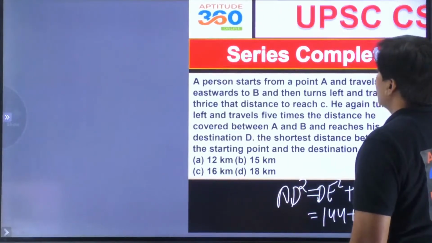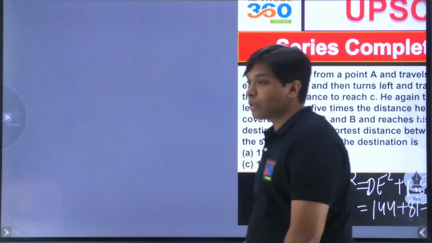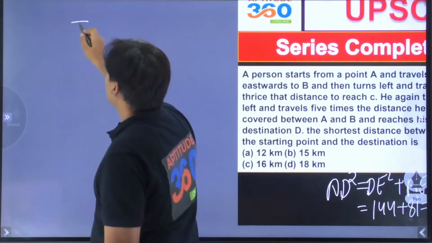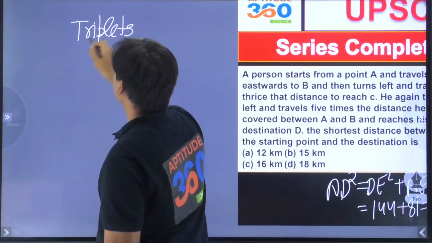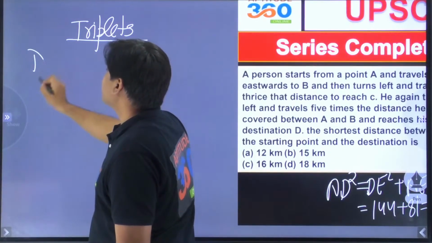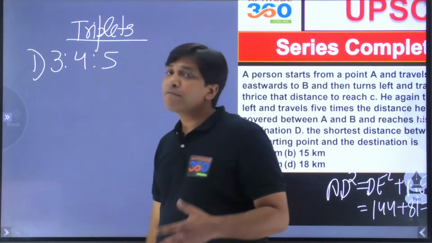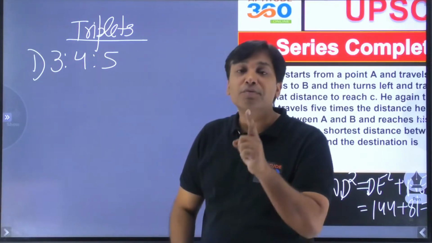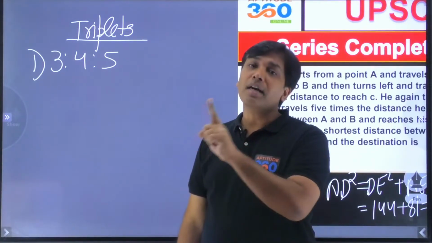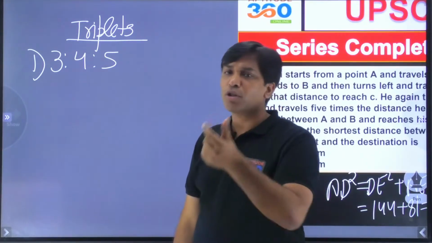If you do not want to solve this, what is one better method? Understand this. This is known as Pythagorean triplets. What is a triplet? The first Pythagorean triplet is 3, 4, 5. So what am I trying to say? If the sides are in the ratio of 3, 4, 5, they are making 90 degrees between the two smaller sides.